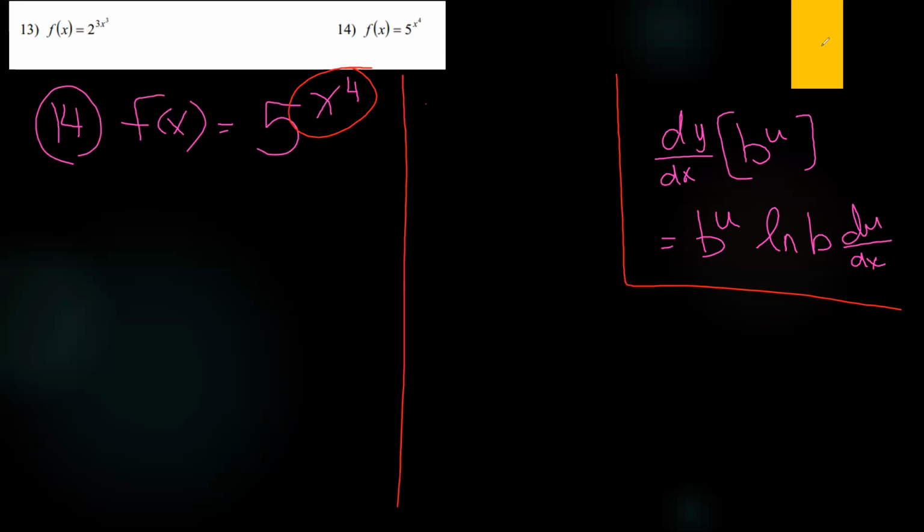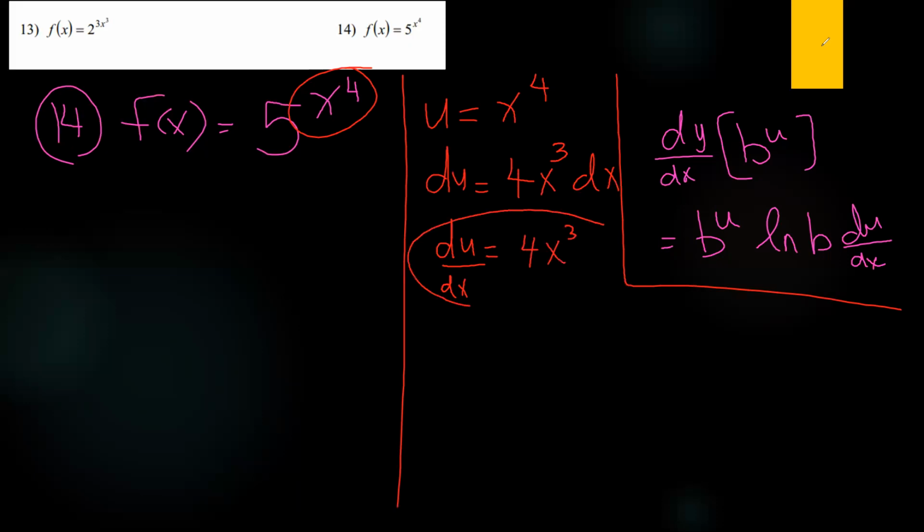So if u is x to the power 4, so du will be 4x cubic dx. So I assumed what is u, and I found its derivative as 4x cubic dx. So du over dx will be 4x cubic. So this is du over dx, and this is u. That's what I need. If I have them, I can write the derivative. So let's come back here now.